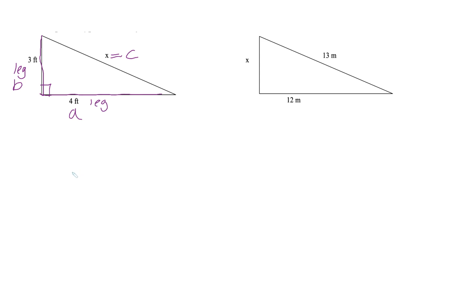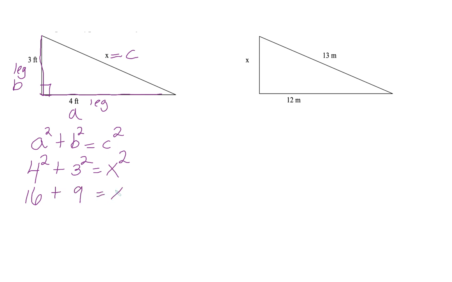So I'm going to show you two ways that I teach my students. Some students like the formula, so I'm going to write the formula. A squared plus B squared equals C squared. Now this is my A, which will be 4 squared, plus my B is 3 squared equals C has a value of x. So I'm going to put that as x squared. 4 squared is 16, plus 3 squared is 9. And that should give me x squared. Now 16 plus 9 is 25 equals x squared.